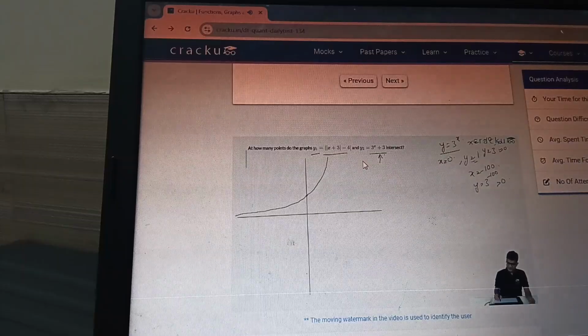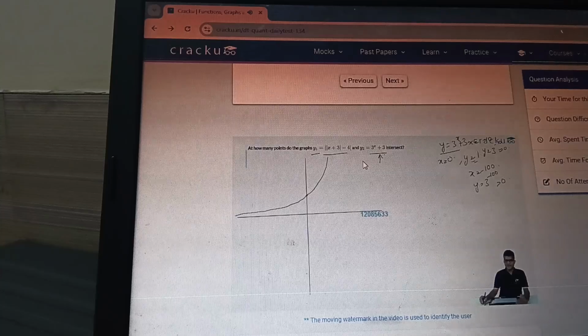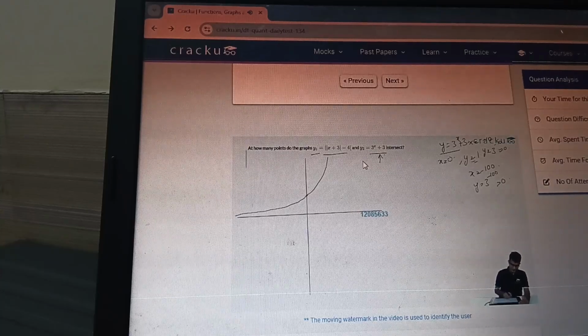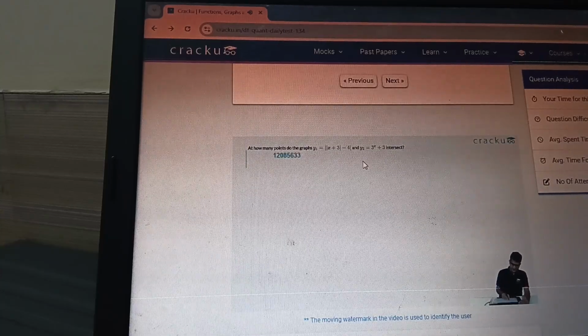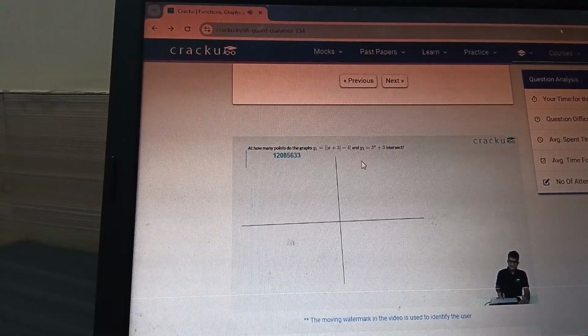So how does the curve y is equal to 3 to the power x plus 3 look like? It will be bumped up above the x-axis by 3 units. So it will look something like this. Let us clear everything up. This is the y-axis and this is the x-axis.